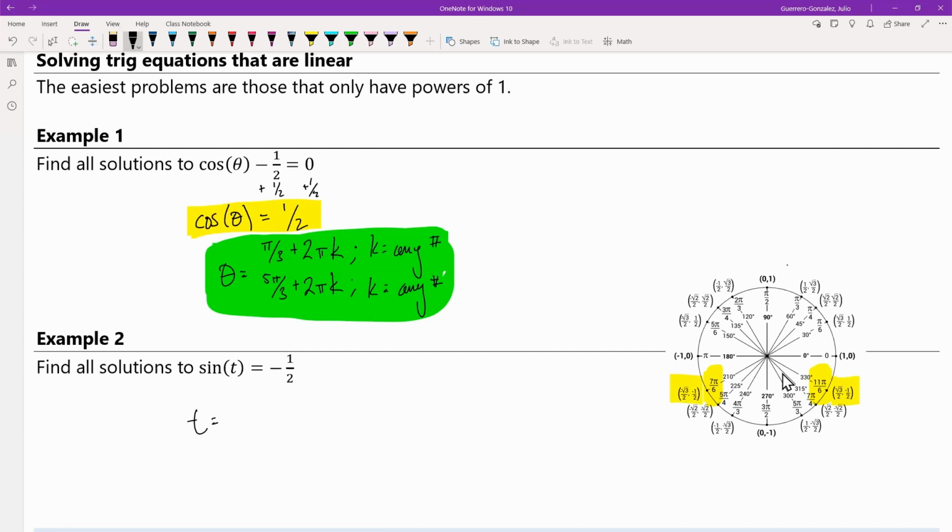That means my two answers are going to be 7 pi over 6 and 11 pi over 6. And just like before, any multiple of rotations around the unit circle also produces an answer. So I have to do plus 2 pi k. We are done.